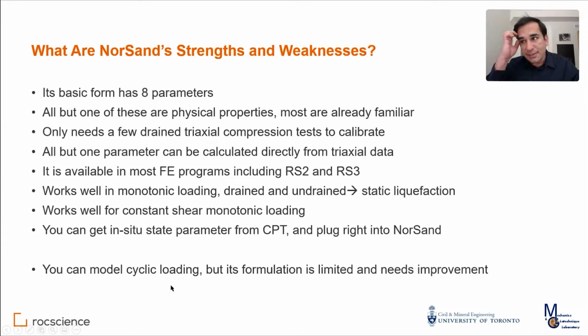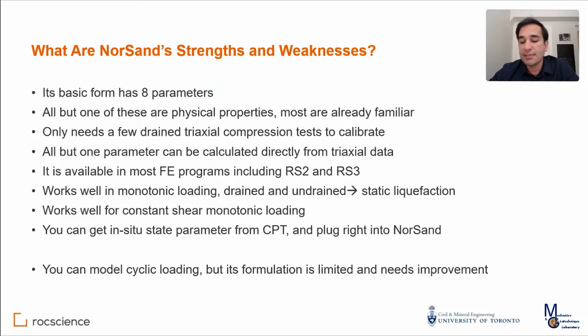So what's good about Norsand is that it's got not too many parameters, just 8. 7 out of these 8 are basic properties of the material you can calibrate from triaxial tests. You don't need to understand Norsand or even have access to it to calibrate. You just process your lab data and get those parameters. One of them, H, which is the hardening parameter, is what you need to fit to Norsand in order to determine, once you set the others.